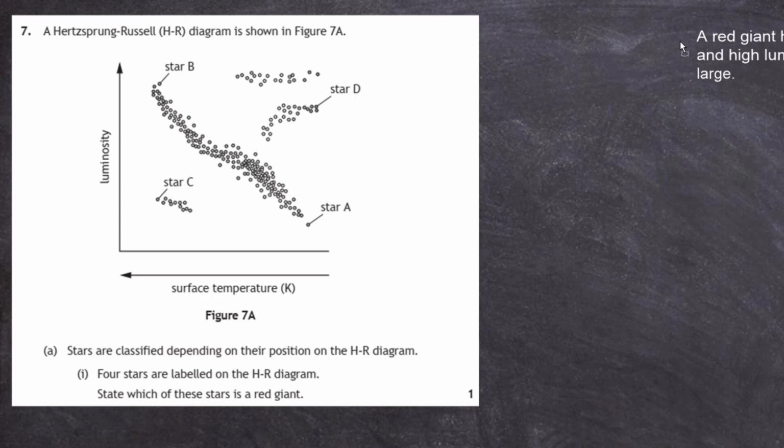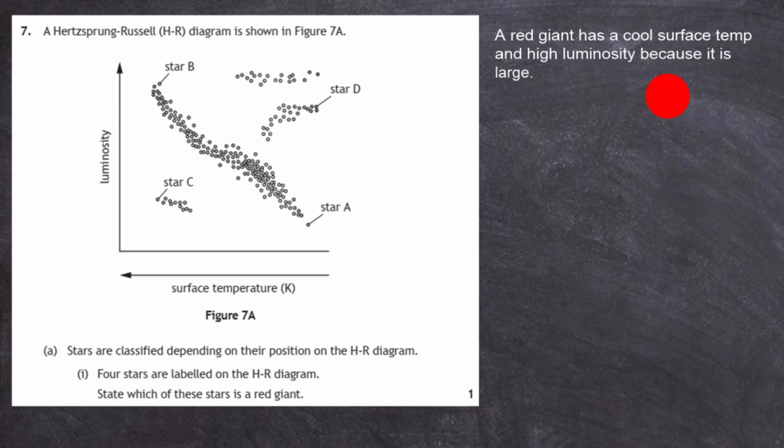Well, first of all, the definition of a red giant is the following. A red giant has a cool surface temperature and a very high luminosity because it is large. And how do we understand that? Well, we know from the luminosity equation that the luminosity is related to 4 pi r squared, the surface area of the star, times sigma, a constant, times T to the power 4. So if we have a certain temperature, then we know the star is going to be very big if its luminosity is going to be very big.